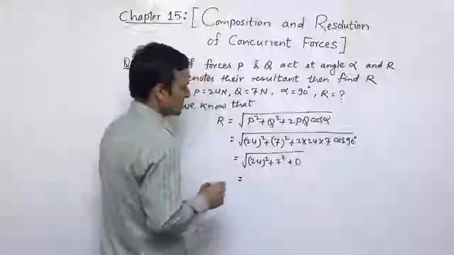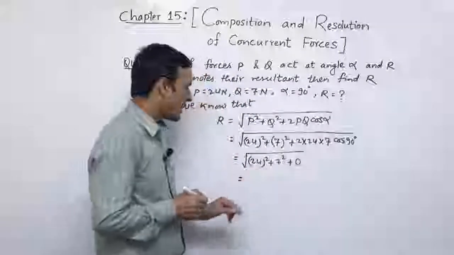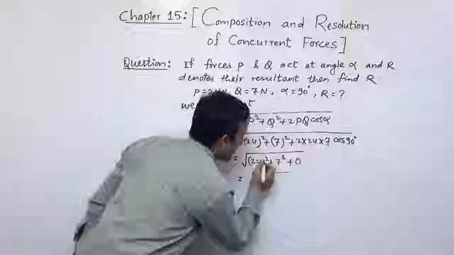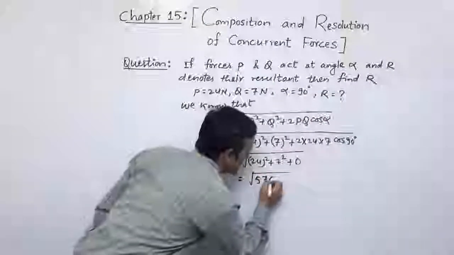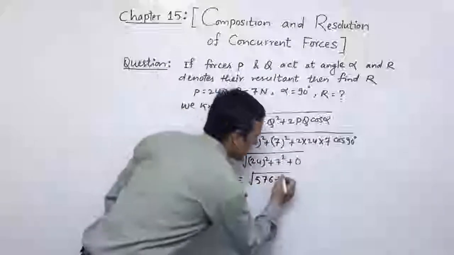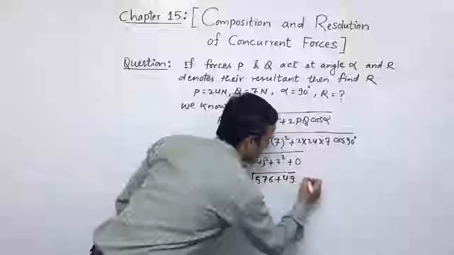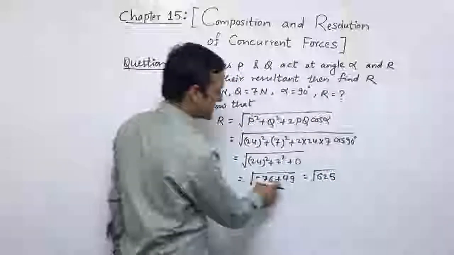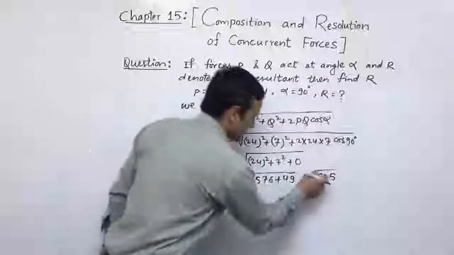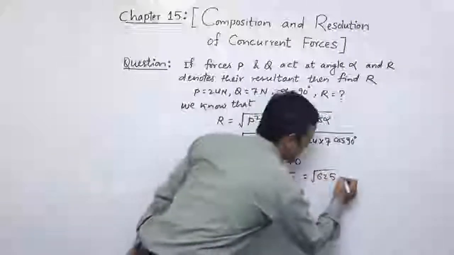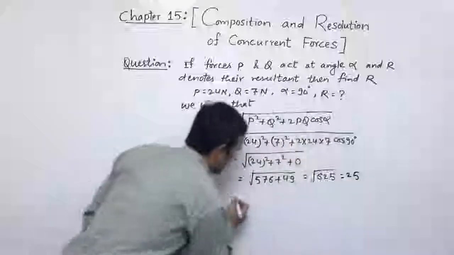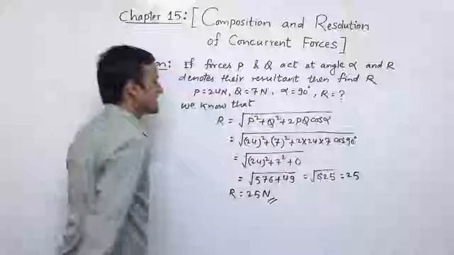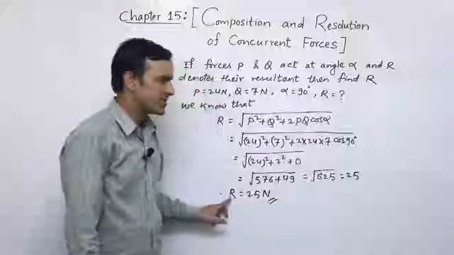After substituting and squaring them, we get the certain value. Then we are going to expand this one. 24 square means 576 plus 7 square means 49. So altogether we have root under 625. On addition of these two numbers, it will give 25. So therefore resultant R is equal to 25 Newton. So this is the required solution of the resultant.